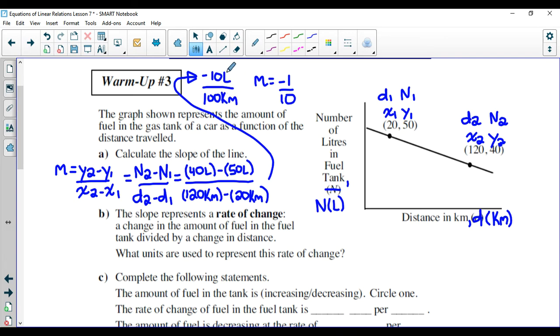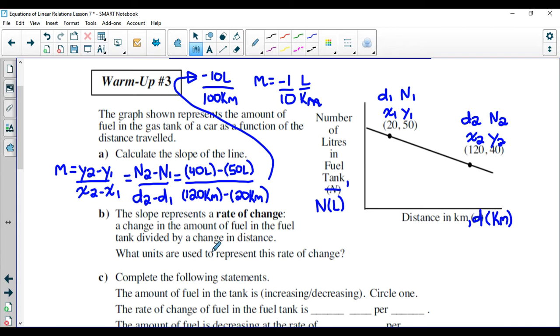And then the units, again, liters and kilometers are two distinct units. You can't cancel them off. So we just write it down as a fraction. So the slope would be negative 1 over 10 liters per kilometer. Oops. That was supposed to be an M. Okay, that looks more passable now.